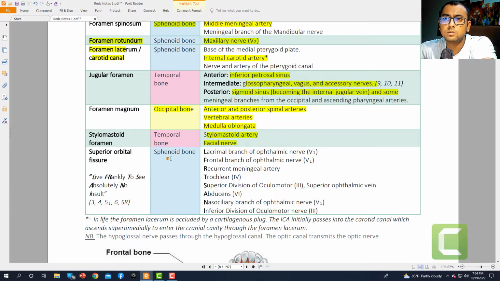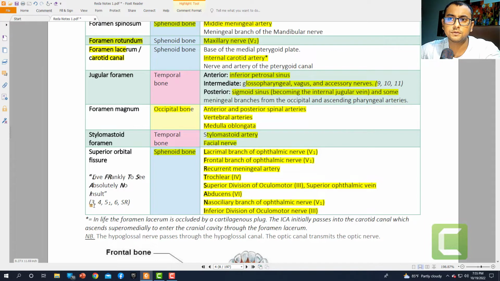Now the superior orbital fissure is present in the sphenoid bone. There are a lot of structures here. One is the lacrimal branch of the ophthalmic nerve, and the frontal branch of the ophthalmic nerve, and the recurrent meningeal artery, trochlear nerve, superior division of the oculomotor nerve, and the superior ophthalmic vein. Abducens nerve, nasociliary branch of the ophthalmic nerve, and the inferior division of the oculomotor nerve.